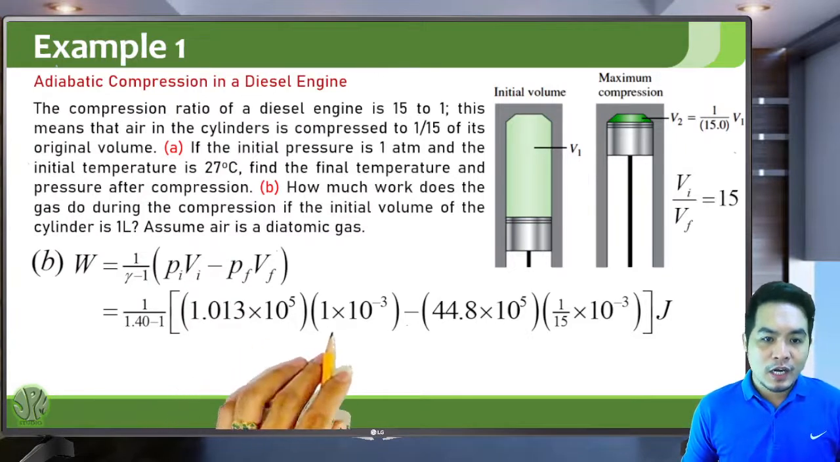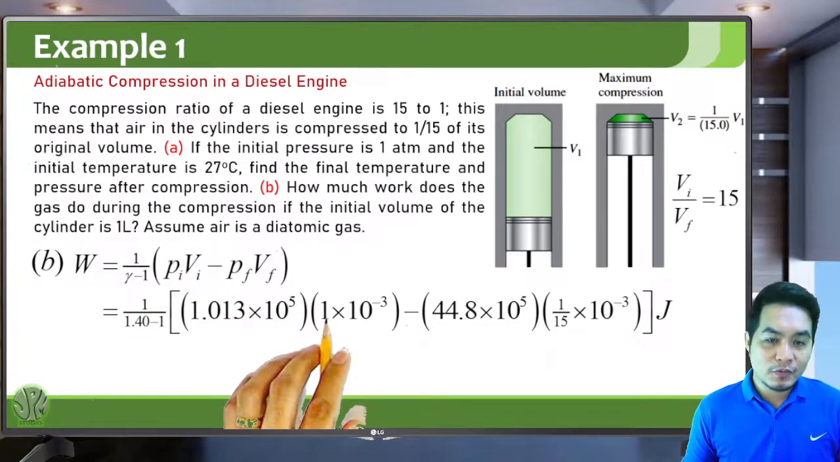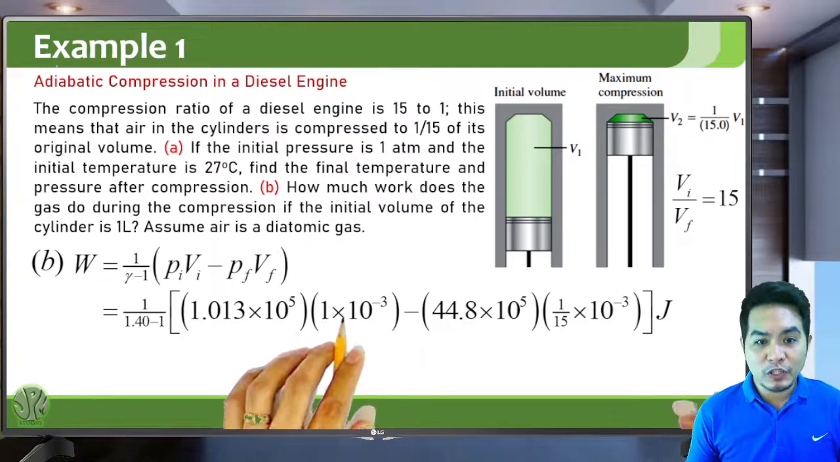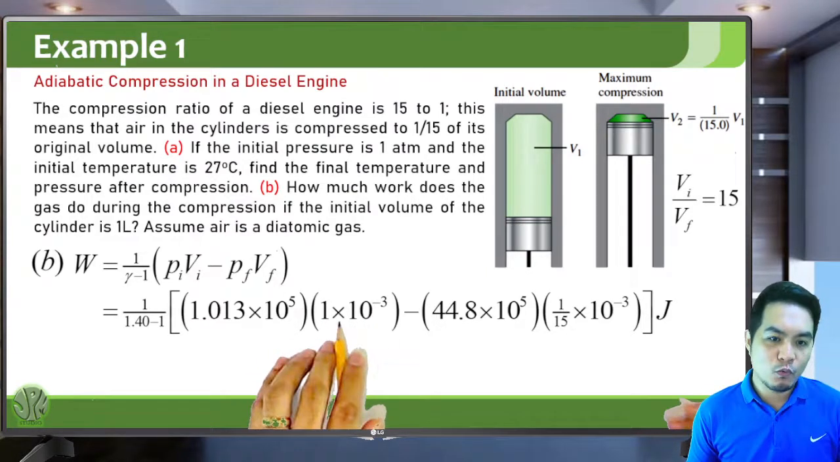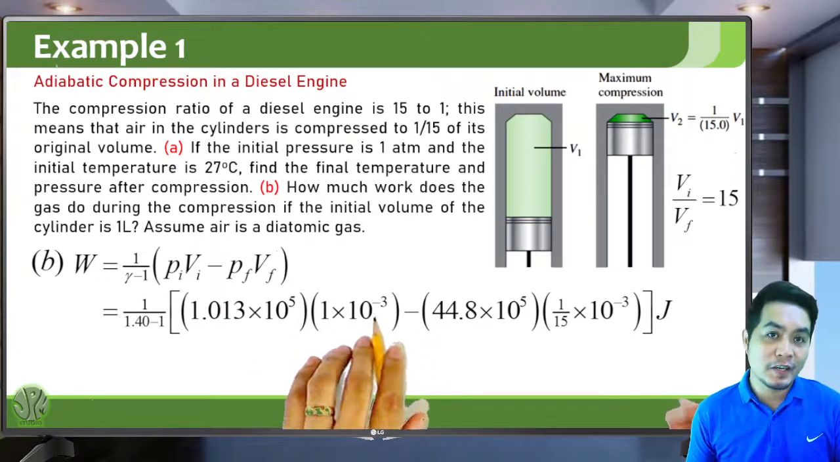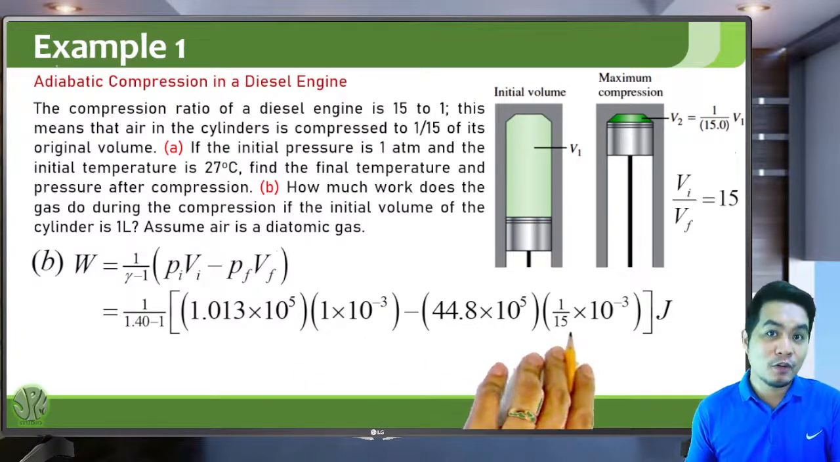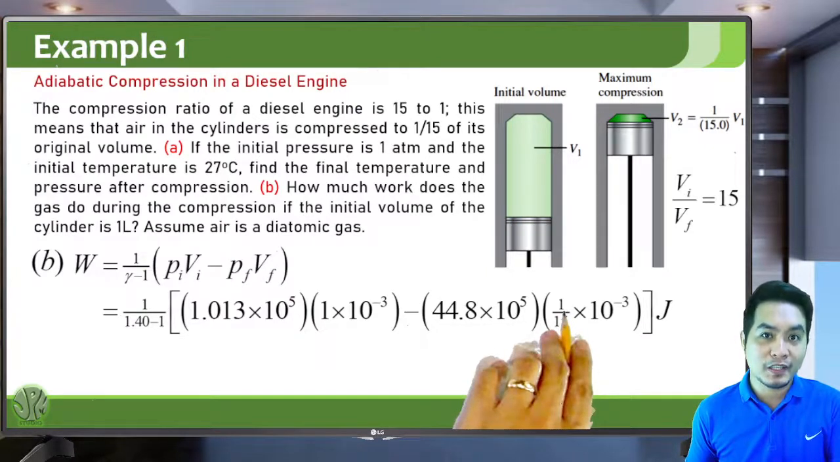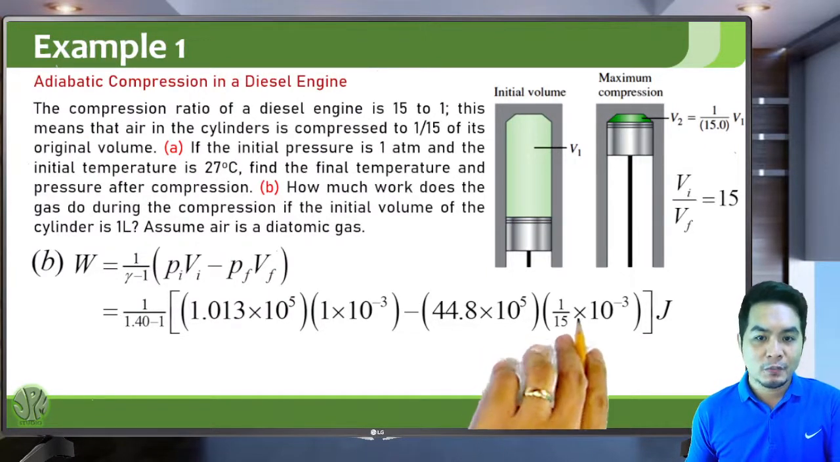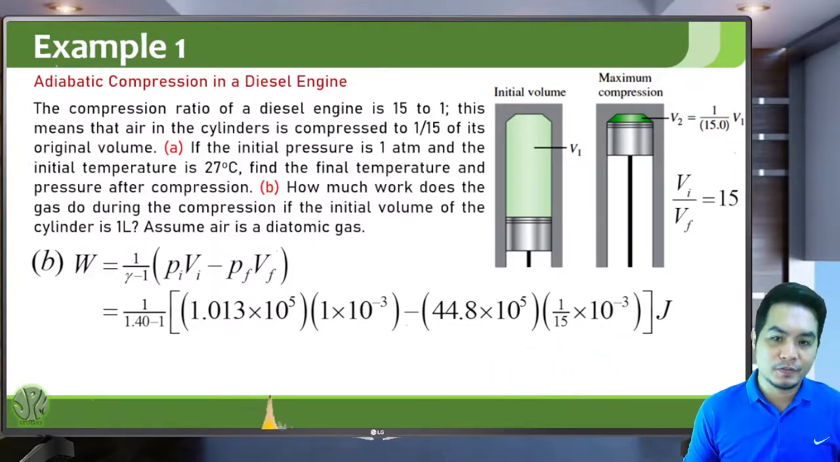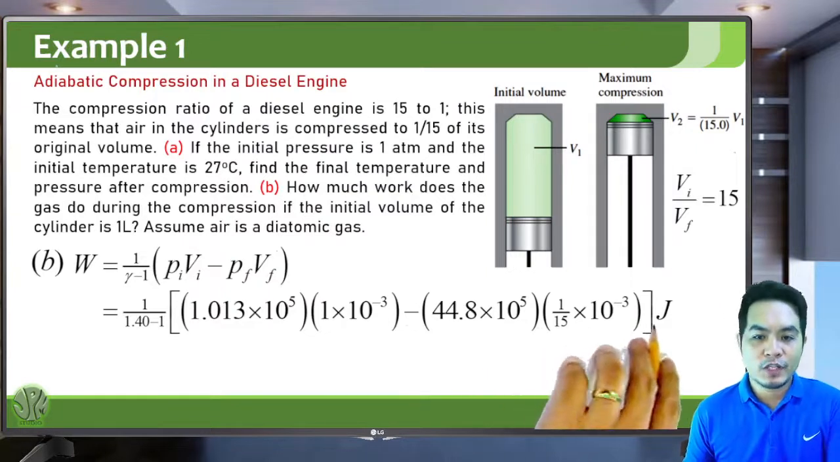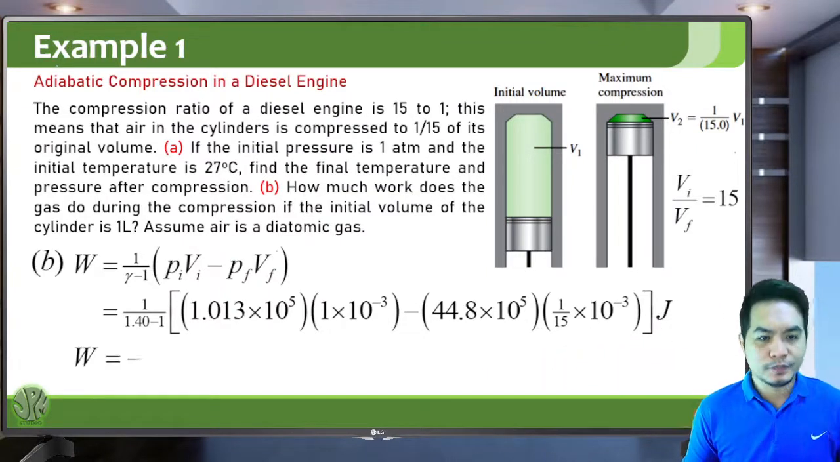So the initial volume that we used here is 1 liter. If you convert that into cubic meters, you multiply by 10 to the negative 3. So this is 1 times 10 to negative 3 cubic meters. The final volume is 1 over 15 of the original volume. So if the initial volume is 1 liter, the final volume is 1 over 15. Again, to convert that into cubic meters, you need to multiply by 10 to the negative 3. And of course, all of the units will correspond to the unit called joules.